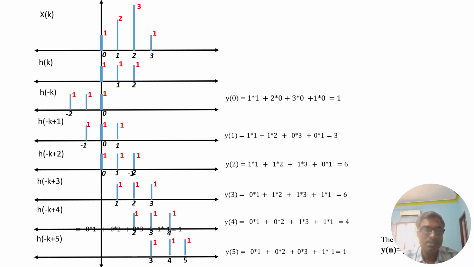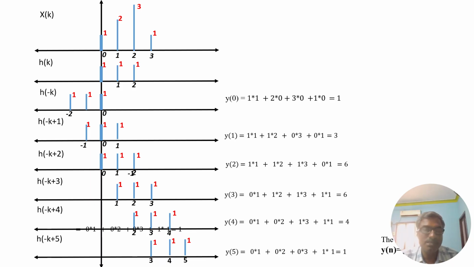Similarly, the h of minus k is shifted by one more position. Then the corresponding sample values of h of minus k plus 3 are multiplied with x of k. The resultant sequence y of 3 equal to 6. Similarly, h of minus k is shifted by one more position, then the corresponding samples of h of minus k plus 4 are multiplied with x of k. Then the resultant y of 4 sequence is plus 4.